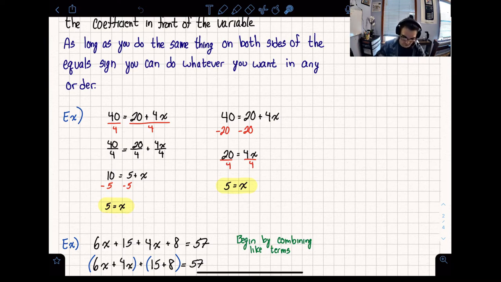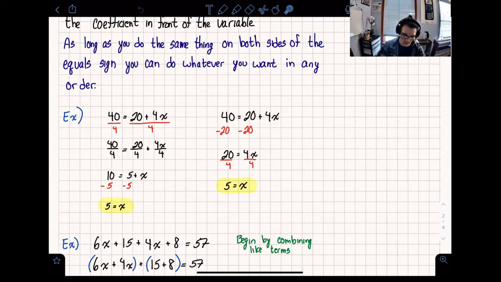And here's the other way we can do this. Now, in this method, again, this is what I would normally recommend doing. Start by getting the constant term away from the side of the equation with the x. So I'm going to start by subtracting 20 from both sides. The opposite of a positive 20 is a negative 20. This becomes 0, which is what we want. And then we have 40 minus 20 over here, which gives us this 20 right here. So now we have our new expression, 20 equals 4x.